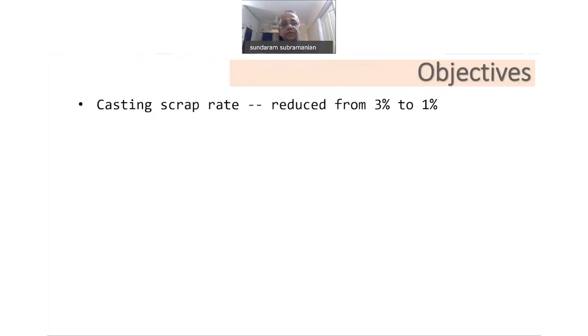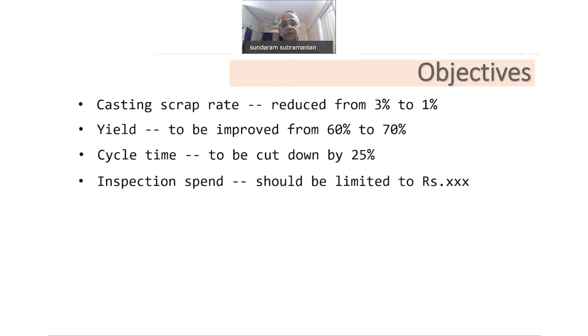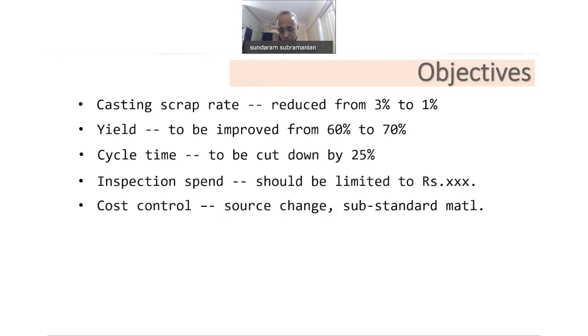In the foundry field, you get the familiar casting rejection rate, scrap rate. It should be reduced from 3% to 1% is one of the objectives. So immediately anything above 1% becomes a problem. Another objective could be to improve the yield from 60% to 70%. It could be a cycle time improvement, cut it down by 25%. The inspection spend is too much today, so it should be limited to so many rupees. That's a stipulation. Cost control.